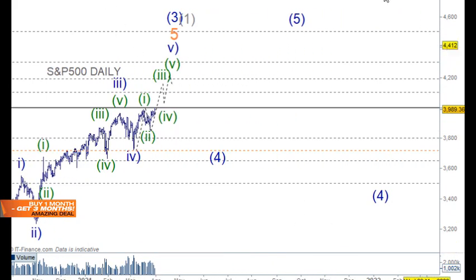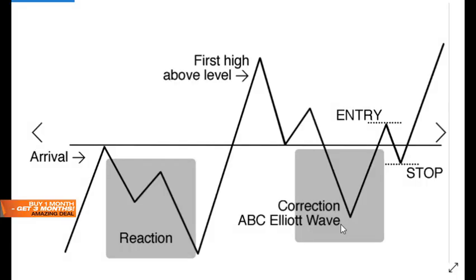But the normal thing that we would see here would be a classic trading levels pattern across the 4,000 here, which obviously looks like this if you're used to it now. So if this is the 4,000 here, we've got the arrival, we've got the reaction, and we're just coming back up to the 4,000 here. So we expect this five wave structure in this leg here.